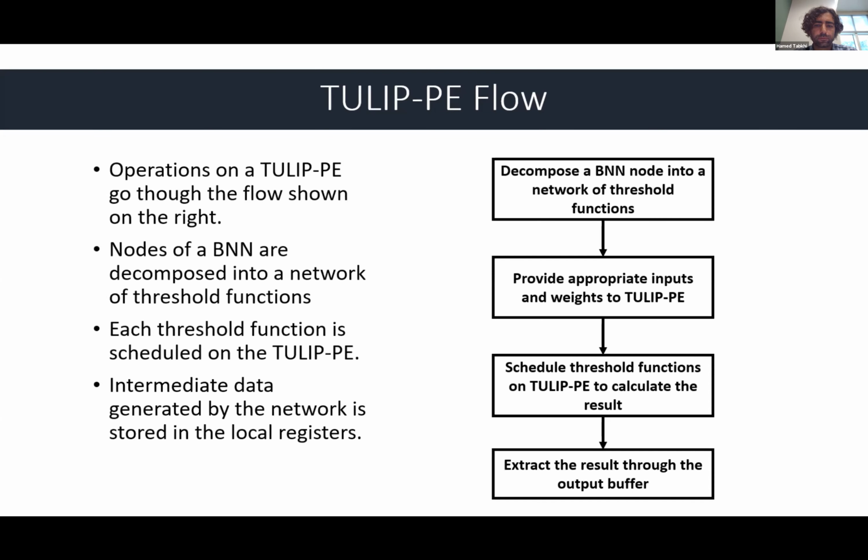The nodes in a BNN are large threshold functions with typically 1,000 inputs or more. The flow shown on the slide helps to execute these BNN nodes on a Tulip P. First, each node is decomposed into a network of smaller threshold functions. Then, with appropriate inputs available to the Ps, these threshold functions are scheduled on the neurons. All the intermediate data generated within the network are stored on the local registers. Finally, the result of the Tulip P is extracted through the output buffers.